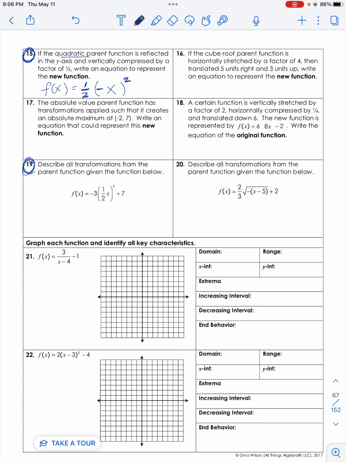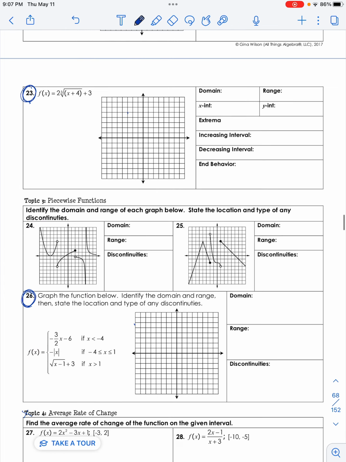In 19, describe all the transformations from the parent function given the function below. All right, well, the first thing is here inside the parentheses, I'm going to do a horizontal stretch by 1/2. I'm going to reflect it because of the negative over the x-axis. I'm going to vertically stretch it by a factor of 3. And then I'm going to move it up 7 units.